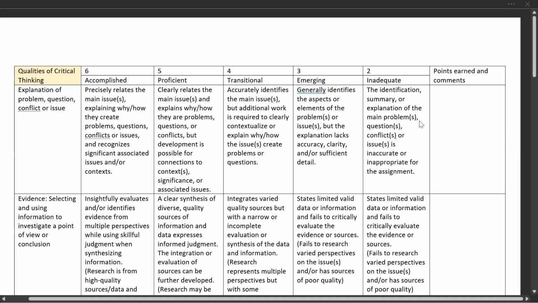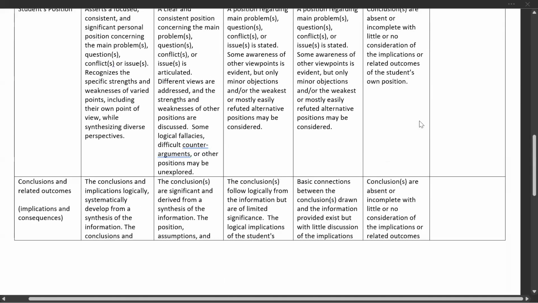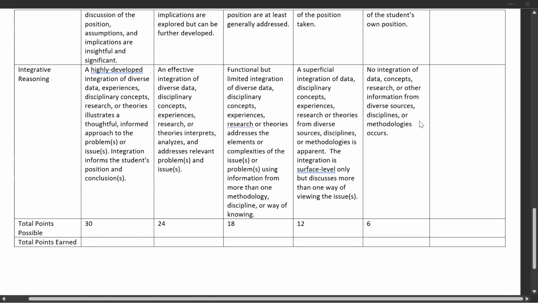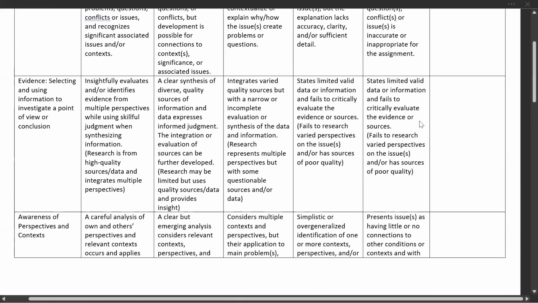So this level 6 is the best, accomplished, and then down to proficient, transitional, emerging, and inadequate. And this corresponds loosely, I won't be grading directly from this, to the kind of grade you could expect to get. So average is really still considered to be pretty good. Just bear that in mind.